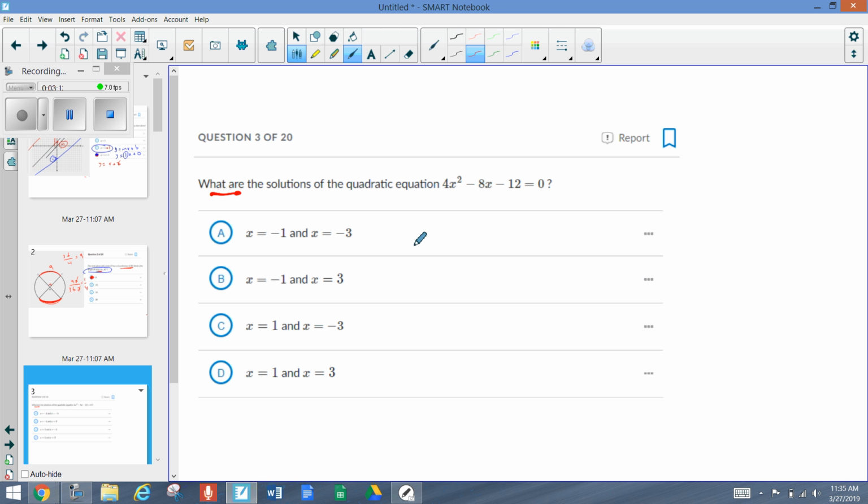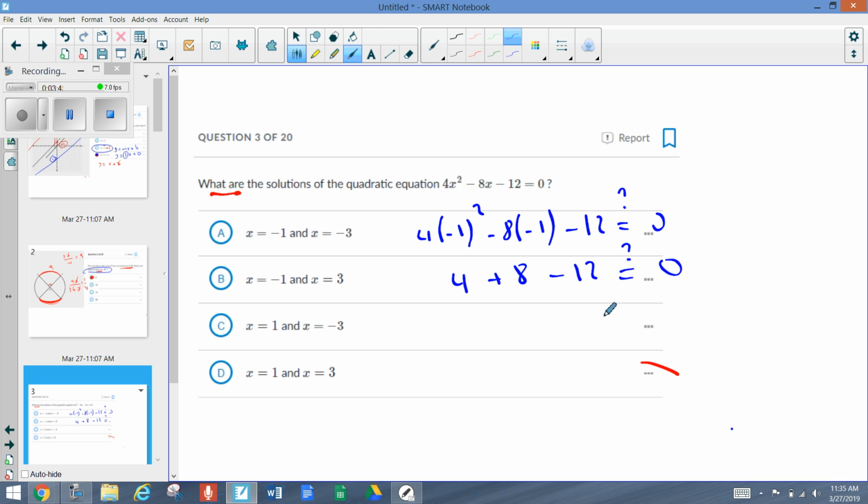Let's plug in -1 first. 4 times, I'm just plugging in, -1 squared, -8 times -1 minus 12 is equal to 0 or not. -1 squared is equal to +1 because the degree is even. Even degrees of any negative number is positive. -1 squared is equal to +1. 1 times 4, 4. 2 negatives makes positive, right? 8 times 1. Minus 12. Is that equal to 0? Yes.